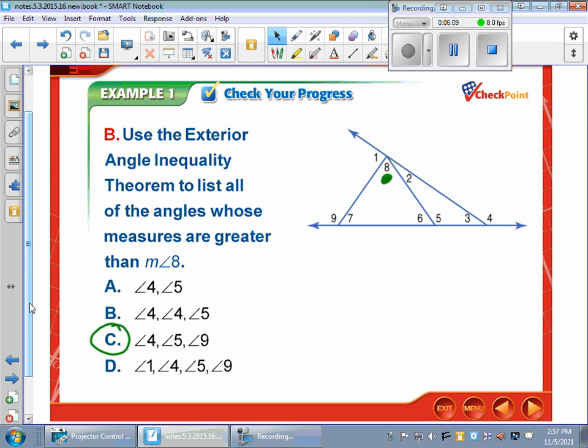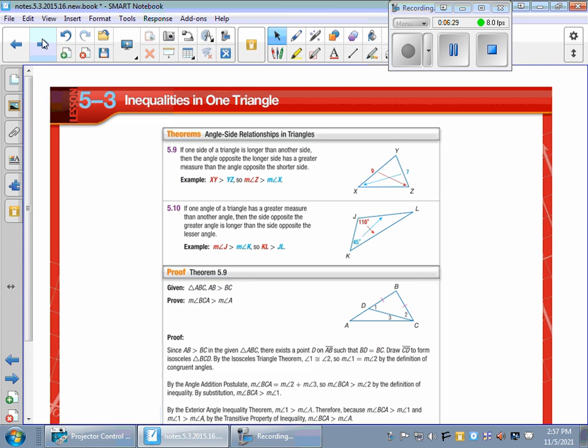And again, look at your exterior angles. So this is an exterior angle. So 7 plus 8 equals angle 4. 5 is an exterior angle: 7 plus 8. And then 9 is an exterior angle: 8 plus 6. Next concept here.